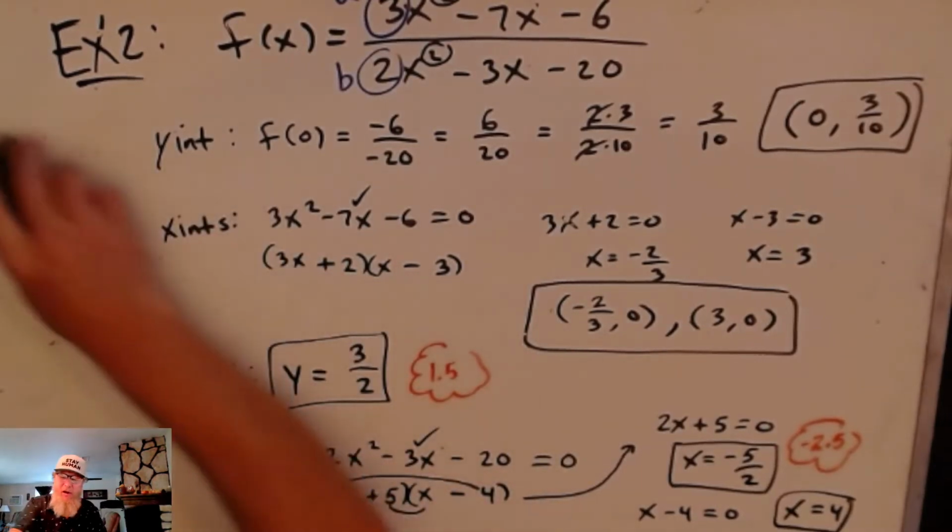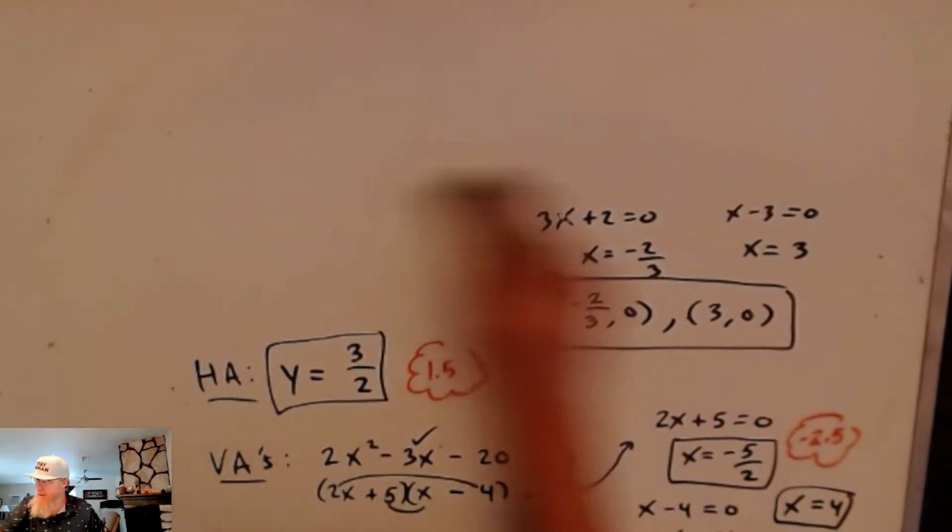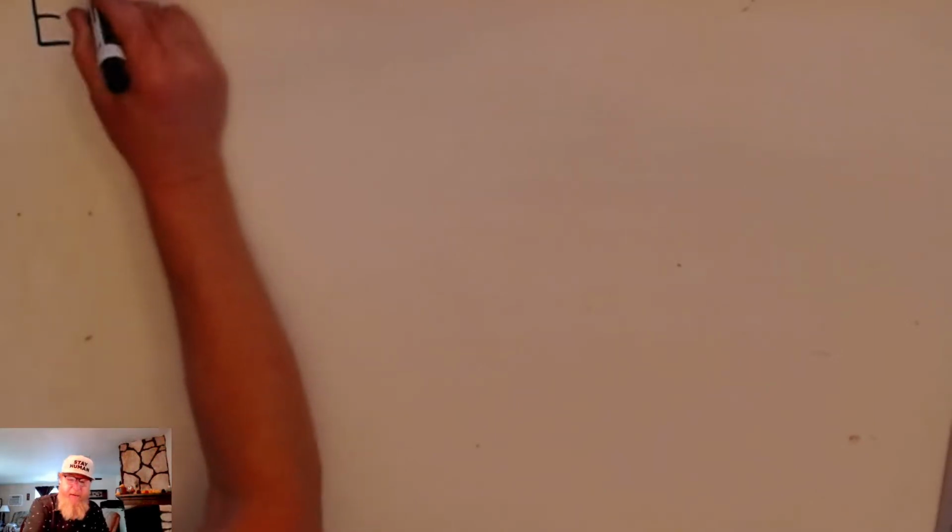Some dishes going on in the background. So, all right, example 3. These are slow going, so hope you don't have anywhere to be right now.